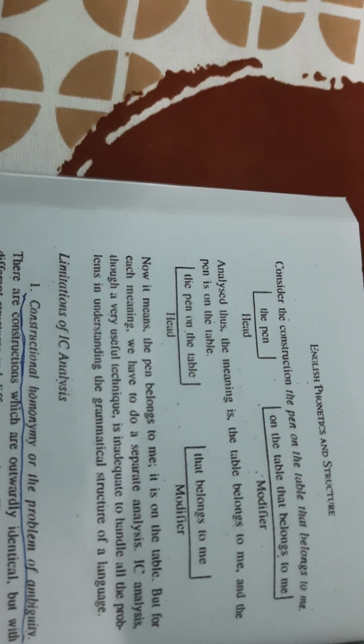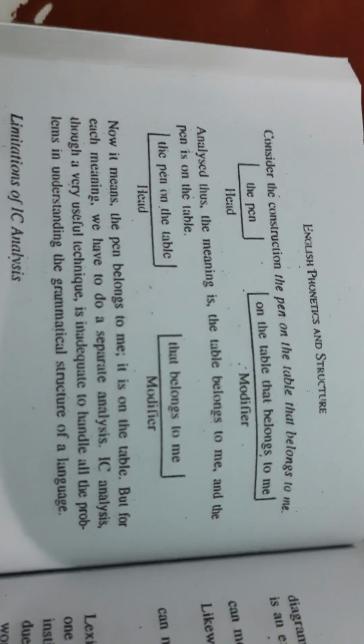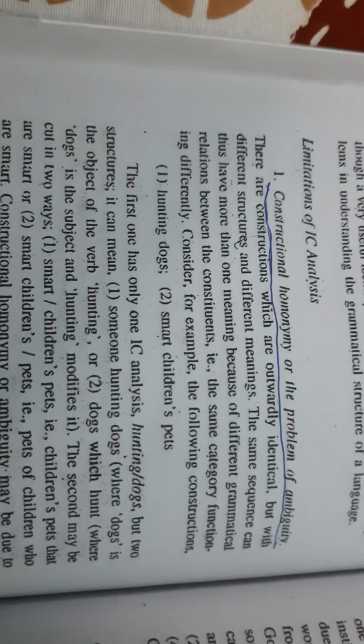So in the next page, the examples are given in the textbook. If you read yourself, you can understand the two advantages of IC analysis. So now we'll go on to the limitations of IC analysis. When coming to the limitations of IC analysis, the first one is constructional homonymy, or the problem of ambiguity. So that is the first limitation of IC analysis.